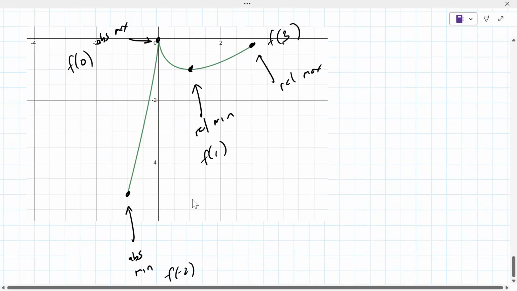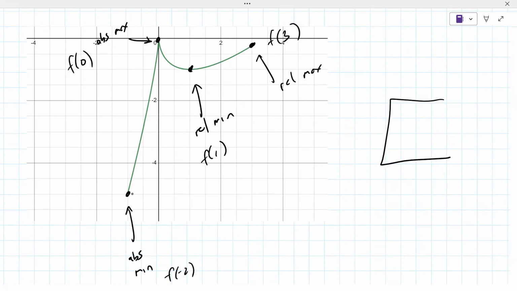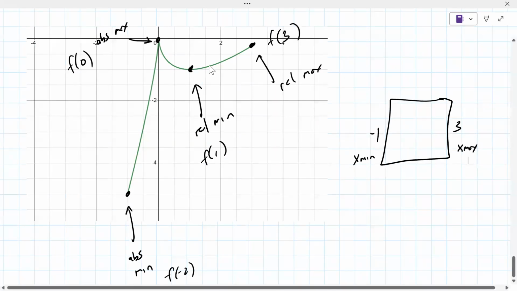And what you can do on your window is limit it to -1 to 3 on your X min and X max. That way you'll just be looking at just what I am here. It's like how you cut it off.